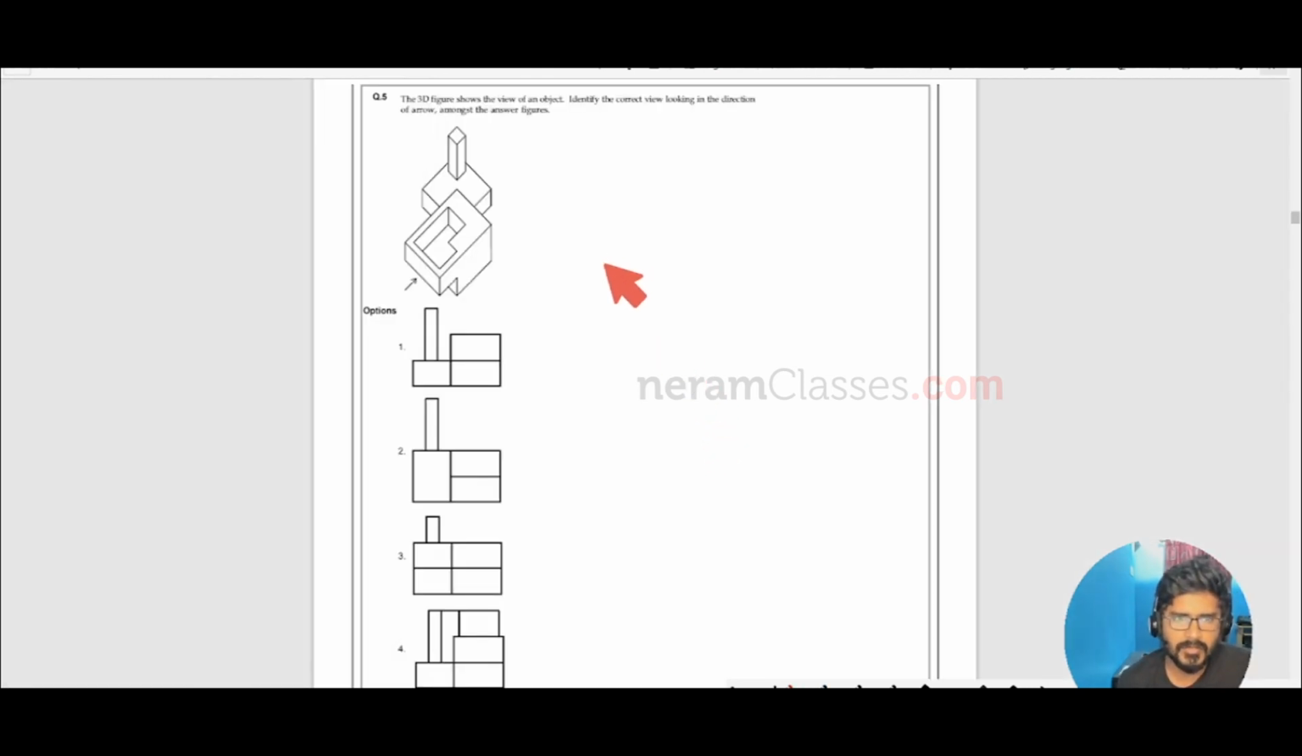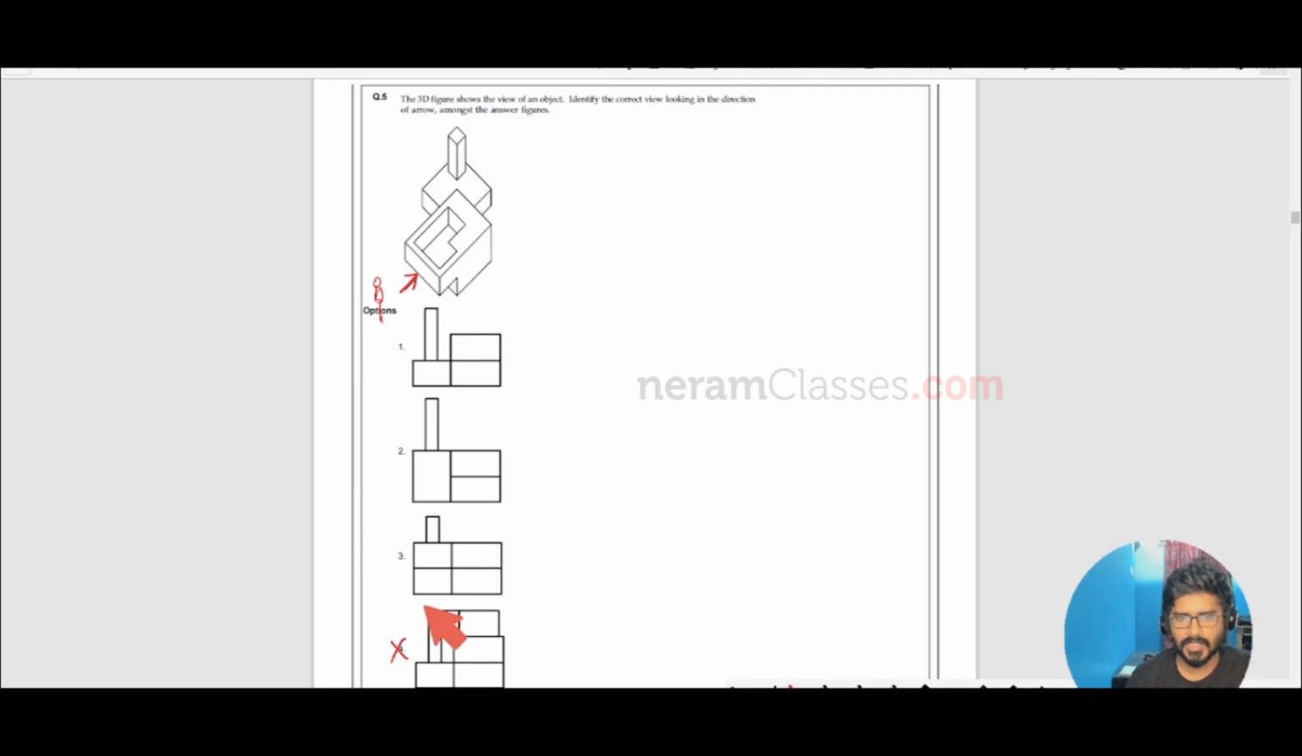Now question number 5. They have given a 3D figure, and an arrow mark is shown over here. We need to find the elevation of this 3D figure from this direction. If a person is looking at this object from this direction, how will it be seen from this side? That's what we need to find out. Here also we need to find the differences among the options.